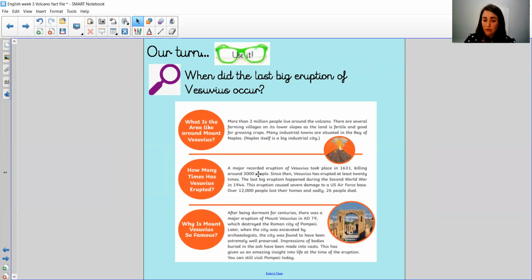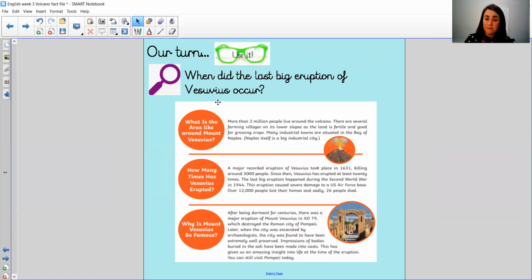A major recorded eruption of Vesuvius took place in 1631, killing around 3,000 people. Since then, Vesuvius has erupted at least 20 times. The last big eruption happened during the Second World War in 1944. This eruption caused severe damage to a US Air Force base. Over 12,000 people lost their homes and sadly 26 people died.